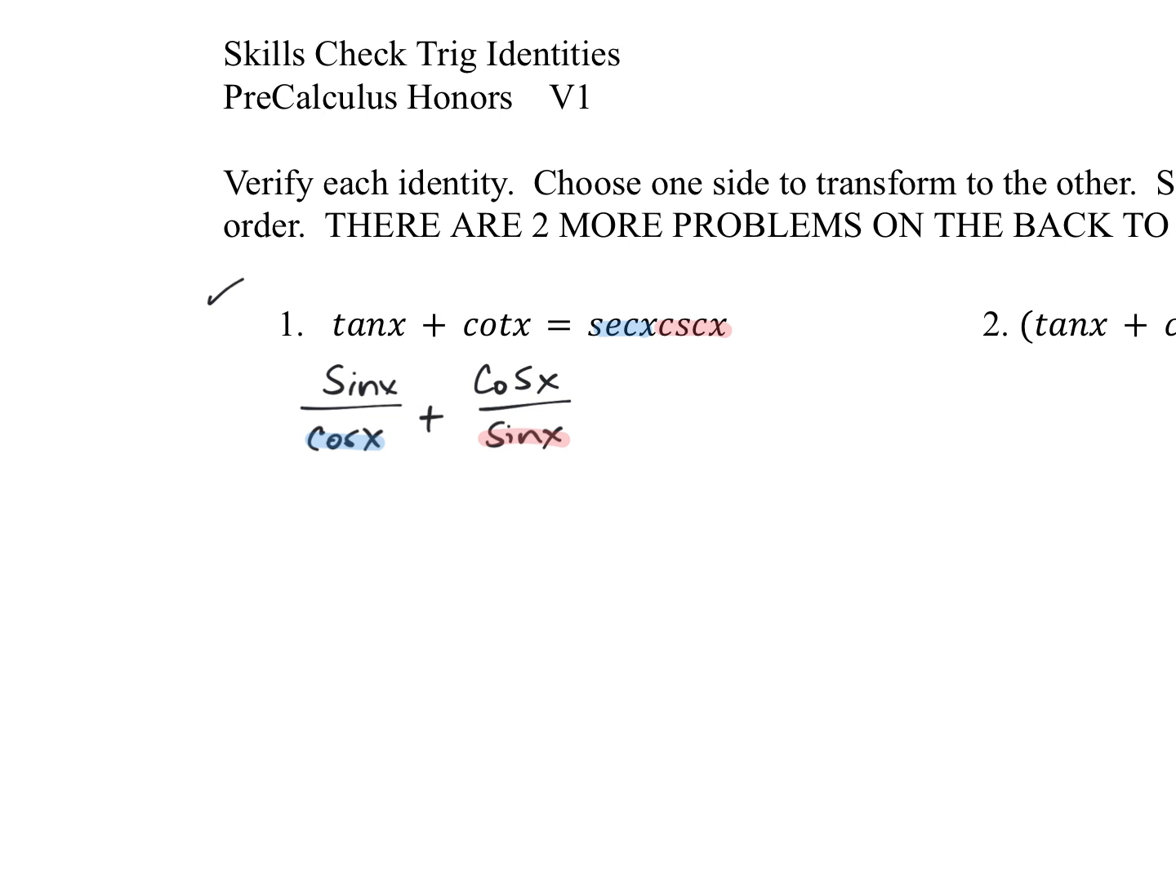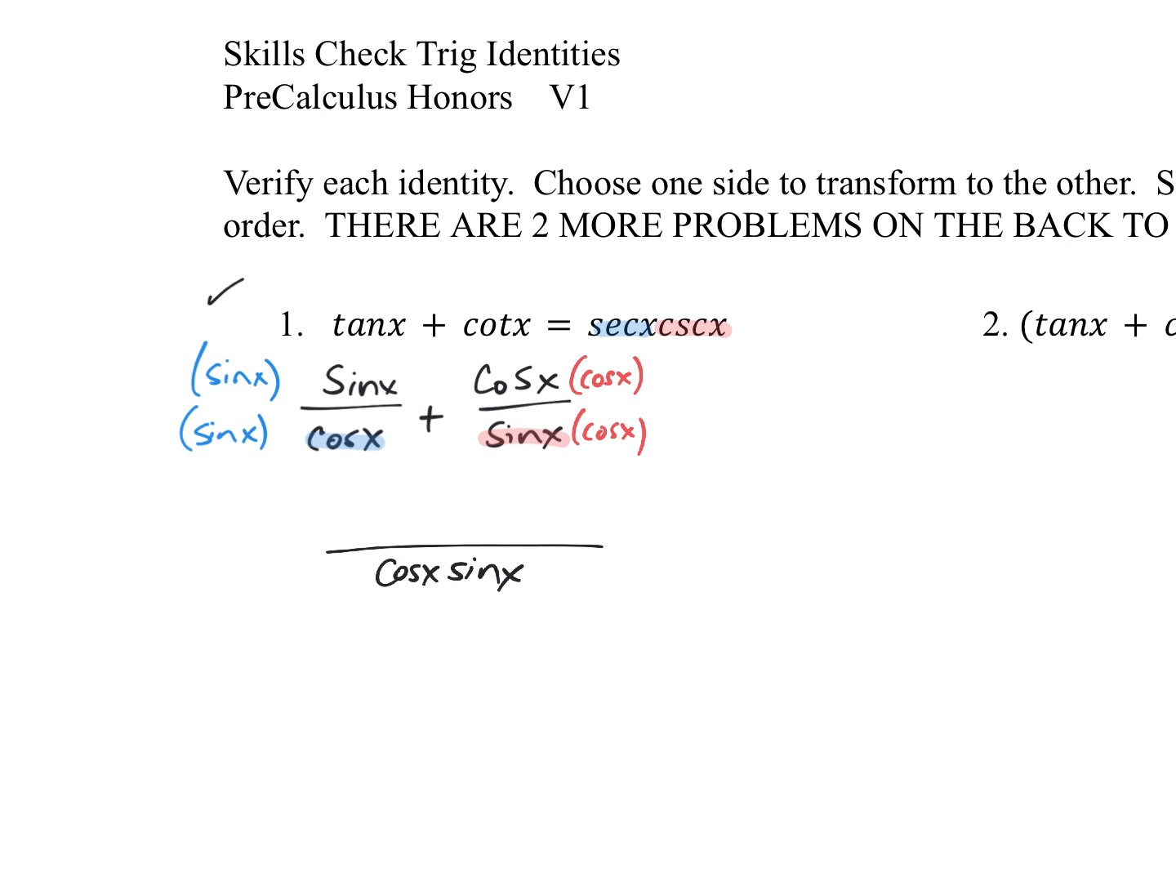Well, now I have two fractions that I'm going to add together, and the way I'm going to do that is by creating a common denominator. The way that common denominator is being created is we're multiplying the left-hand term by sine x over sine x, and the right-hand term by cosine x over cosine x. Why is this legal?